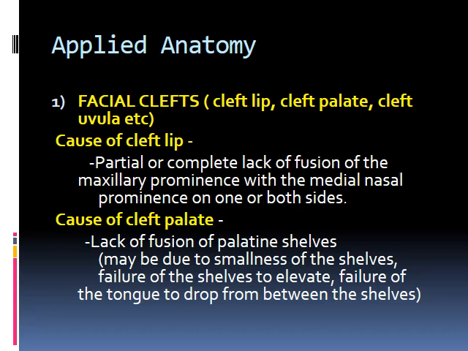lip. Similarly, cleft palate will result due to lack of fusion of palatine cells, and this lack of fusion could be due to smallness of the palatine cells. It could be due to failure of the cells to elevate or failure of the tongue to drop from between the cells. So this will result in the formation of cleft palate. That means a gap in the palate when the fusion of the palatine cell will not occur.